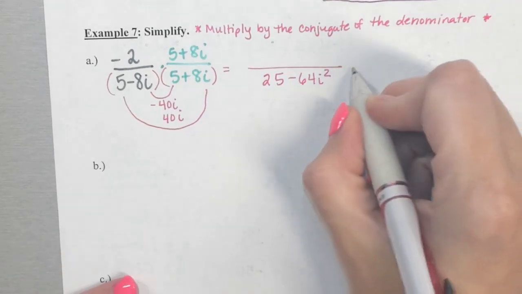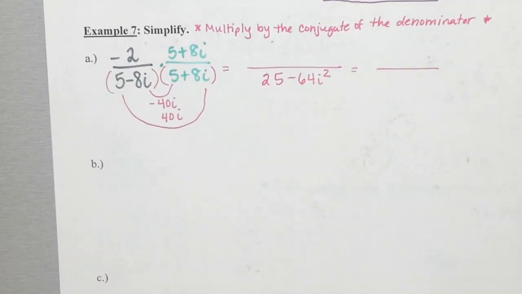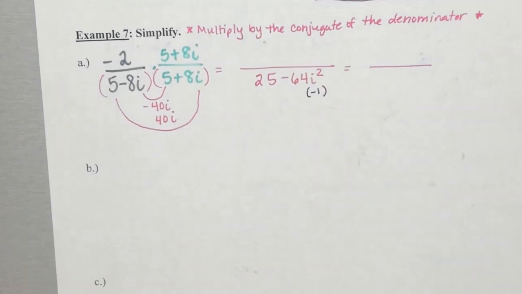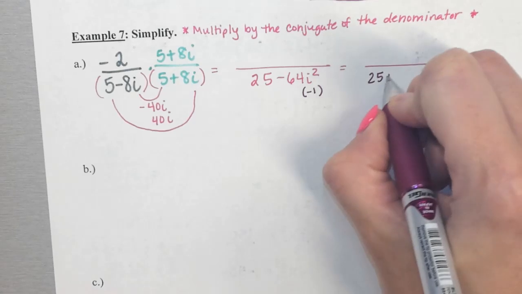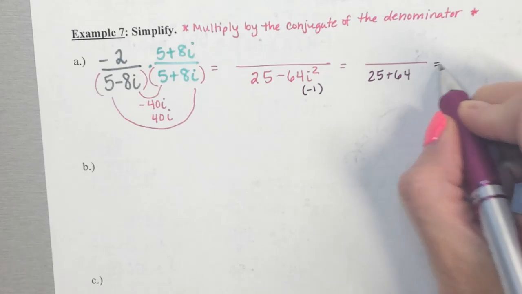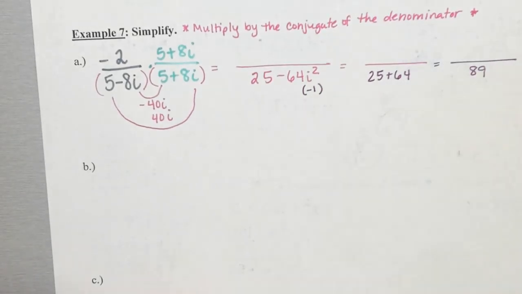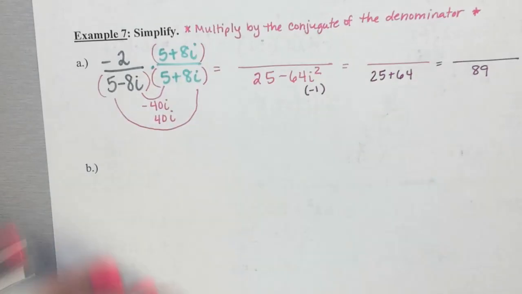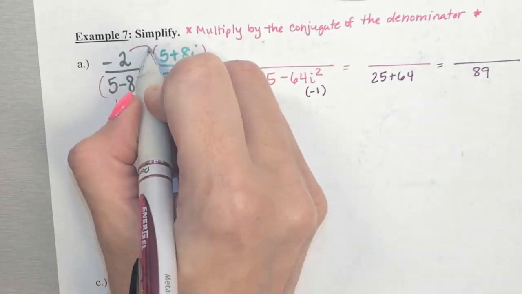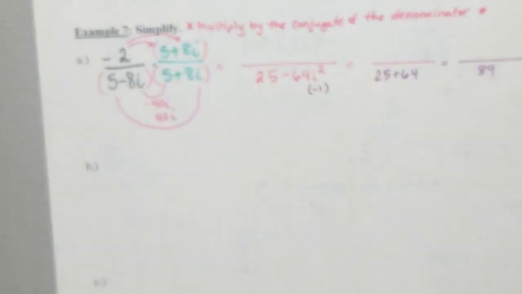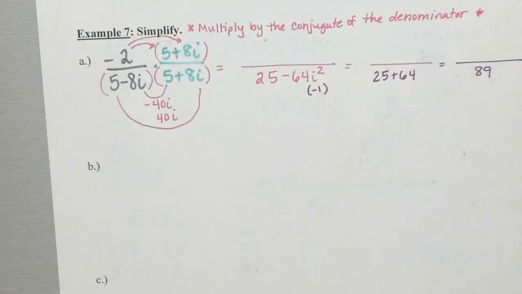If you want, you can keep simplifying the bottom first. Anytime you have i squared, you're going to plug in that negative 1. So this becomes 25 plus 64, which is going to be 89 in the denominator. And then on the top, because we only have one term, we're going to distribute. So I want you to multiply those together, distribute, and write that on top.